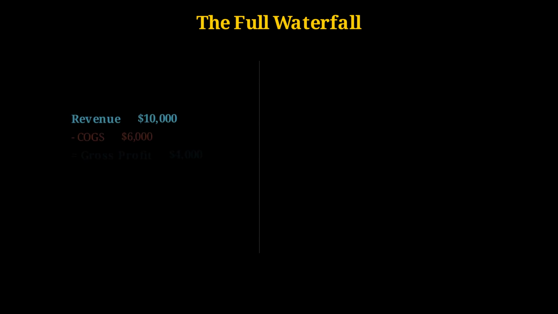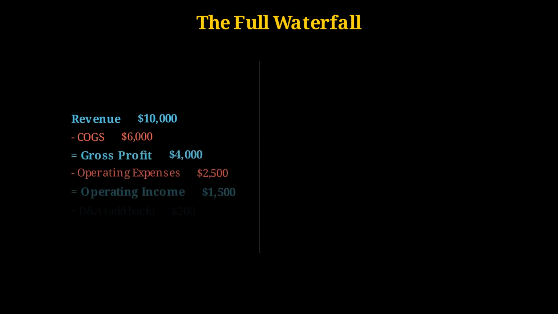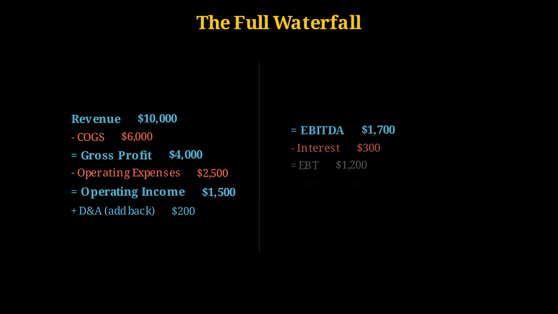Let us see the full waterfall. Revenue is $10,000. Subtract COGS of $6,000. Gross profit is $4,000. Subtract operating expenses of $2,500. Operating income is $1,500. Add back depreciation of $200. EBITDA is $1,700. Subtract interest of $300. EBT is $1,200. Subtract taxes of $300. Net income is $900. Each line is a checkpoint.